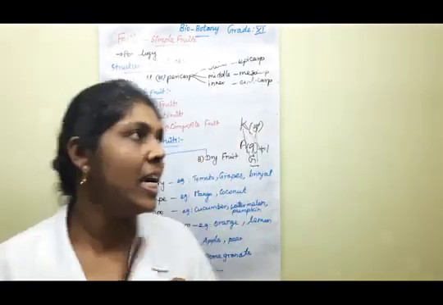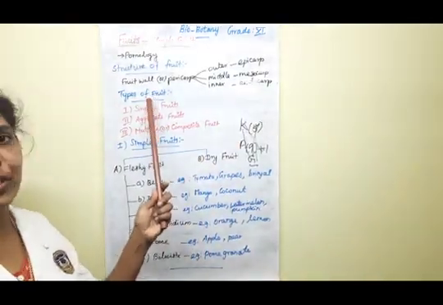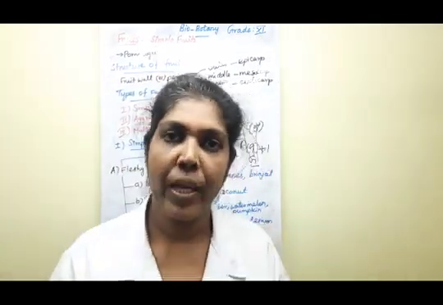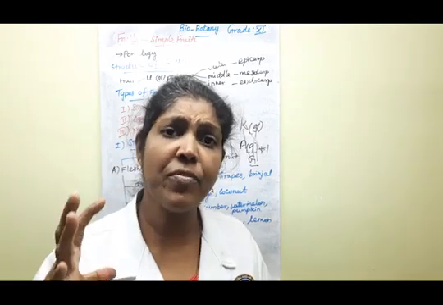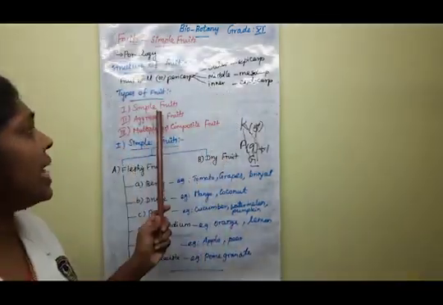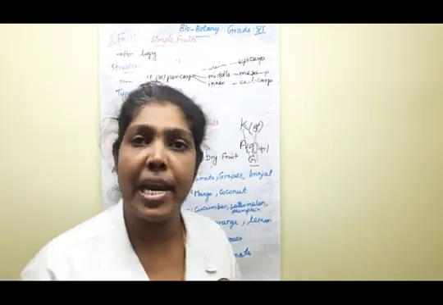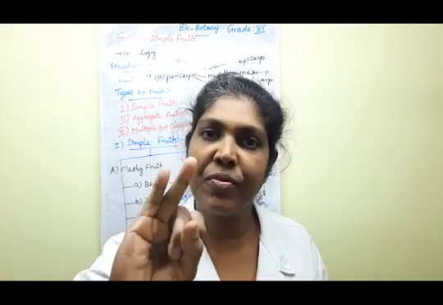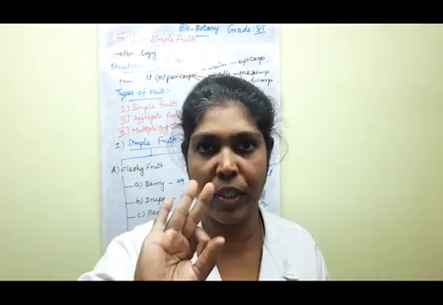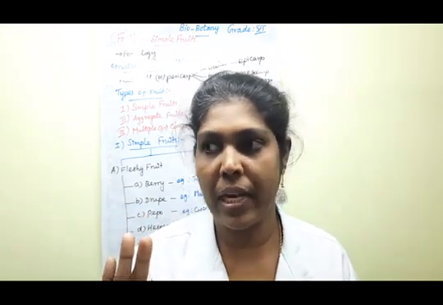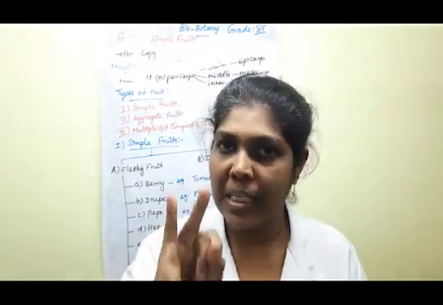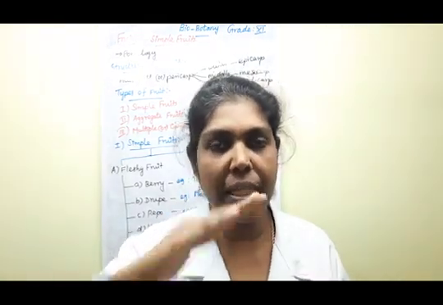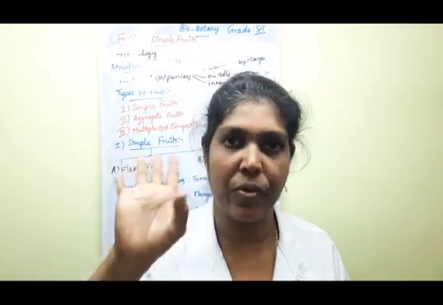Next, we are going to learn about the types of fruits. Here the fruits are divided mainly into three types: simple fruit, aggregate fruit, and multiple or composite fruits. What are the three types of fruits, children? Simple fruit, multiple fruits, and aggregate fruit. Okay. So these are the three major types of fruits.